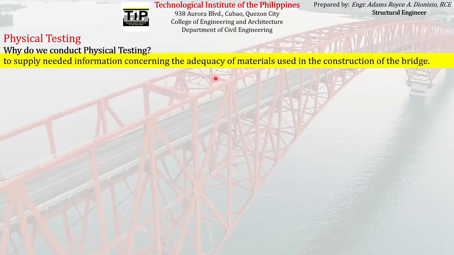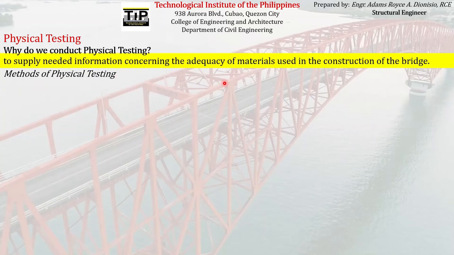Although it's not limited to the construction of a new bridge, we also conduct physical testing on existing bridges to have knowledge on the present performance or adequacy of the materials that are used as components of that particular existing bridge. So overall, we conduct physical testing to have information about the materials that are used in the construction of a particular bridge or highway project.